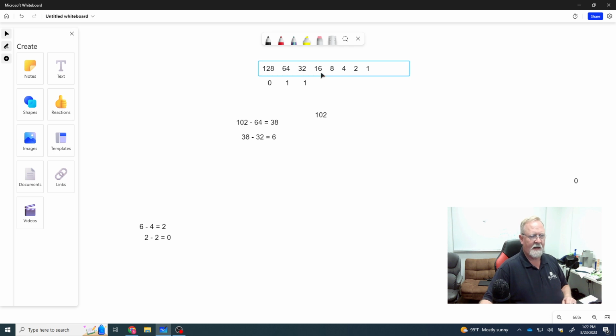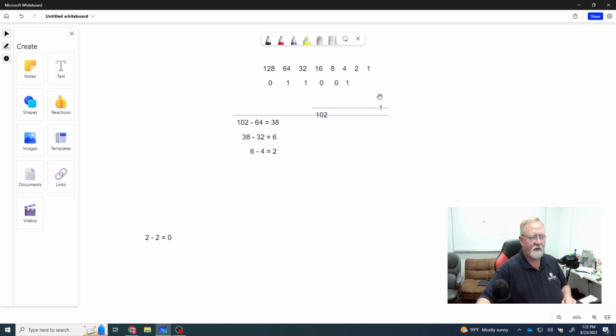Can we take 16 out of 6? Sadly, we cannot. 16 is too big. 6 isn't big enough. Can we take 8 out of 6? Also, that would be a negative. We cannot do that. Can we take 4 out of 6? Yes, we can. We subtract that, and that leaves us with 2. Now we have 2 left to account for.